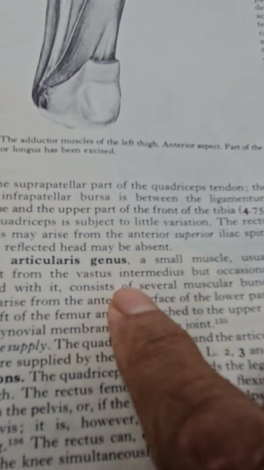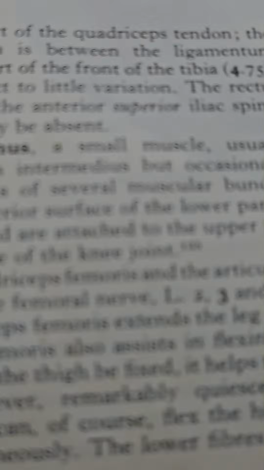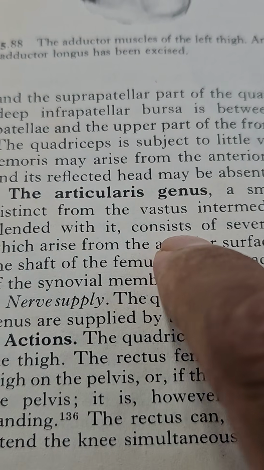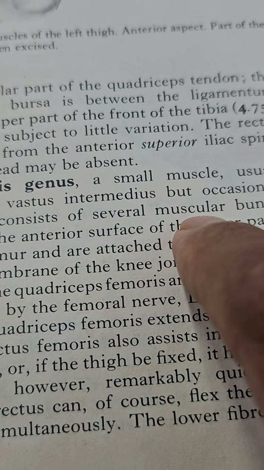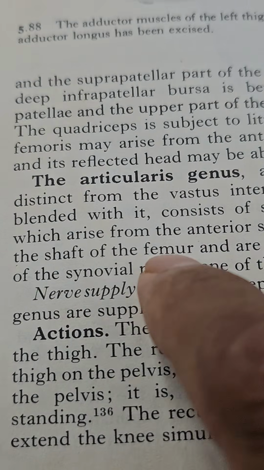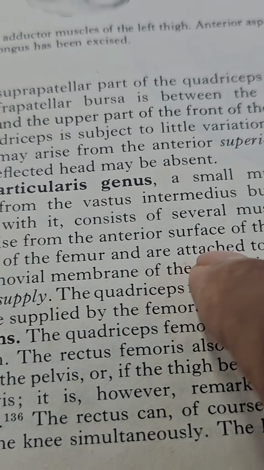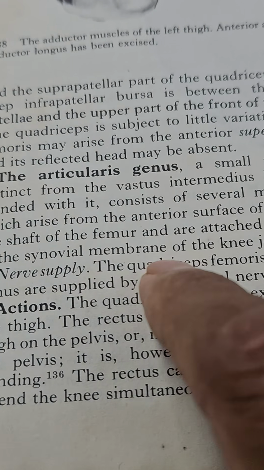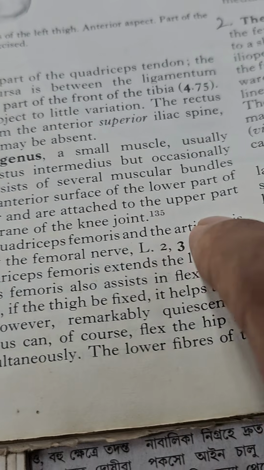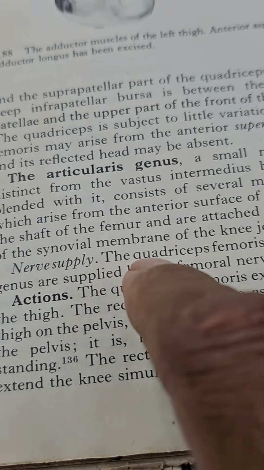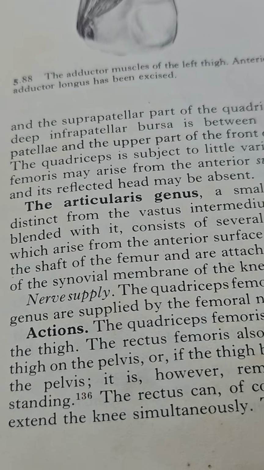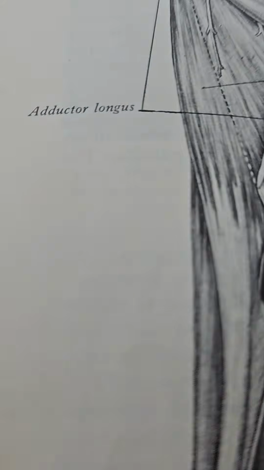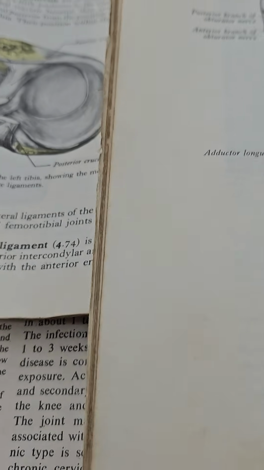the articularis genu muscle, a small muscle usually distinct from the vastus intermedius muscle, but occasionally which arises from the anterior surface of the lower part of the shaft of the femur and is attached to the upper part of the synovial membrane of the knee joint, the only muscle which is inserted in the synovial membrane of the knee joint.